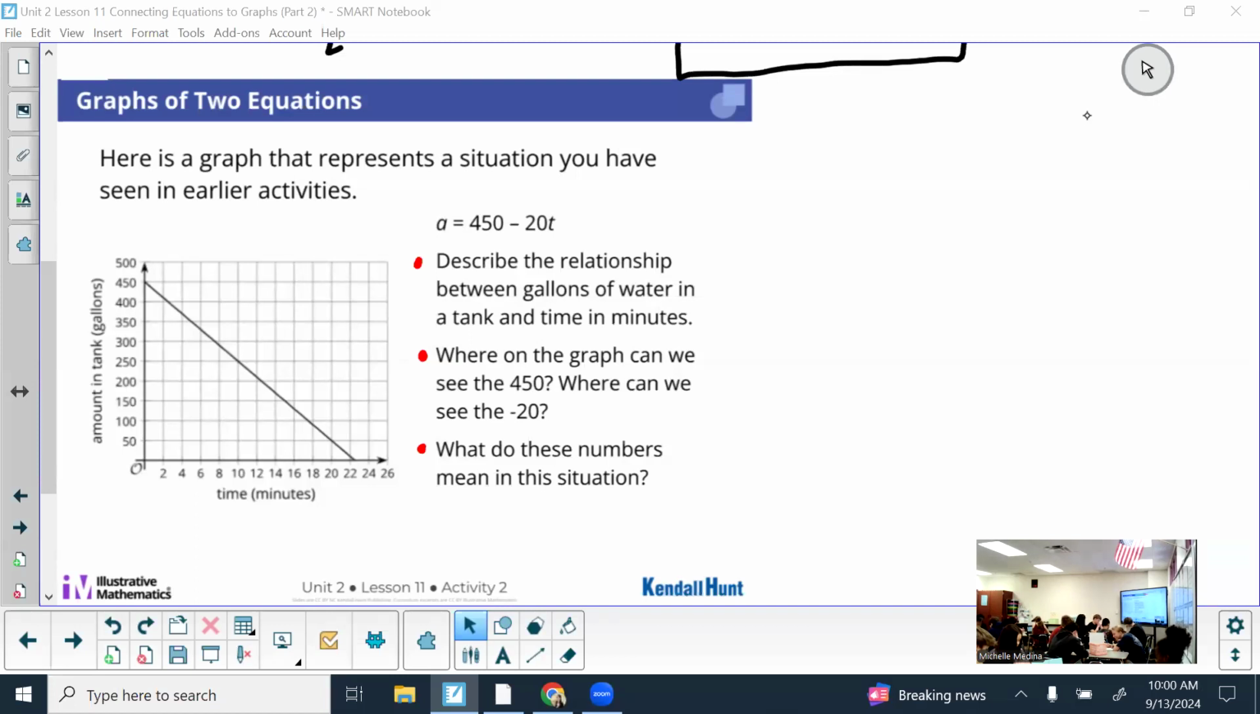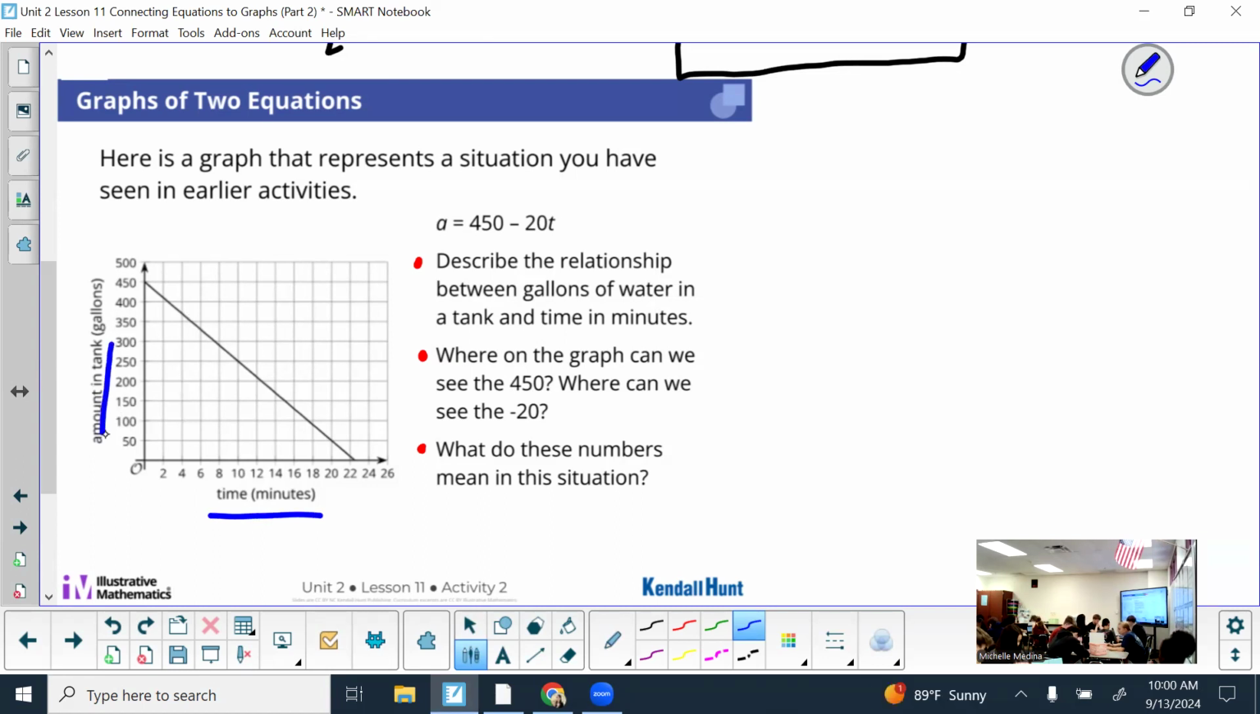Equation, graph. The graph is labeled, we have time on the x-axis, amount in tank in gallons on the y, so how would you describe it? I'm not even asking you to calculate anything, just describe something. Like, how would you describe a dog? What would you say about a dog? All of you. Fur. What else? How would you describe your dog?